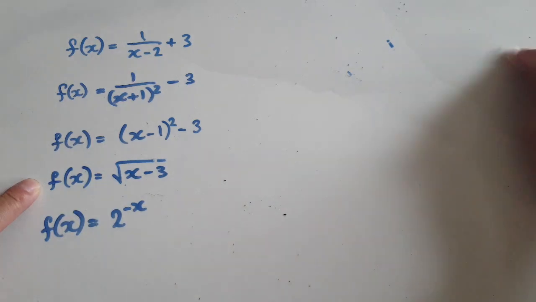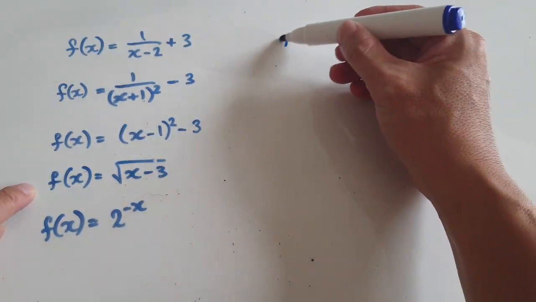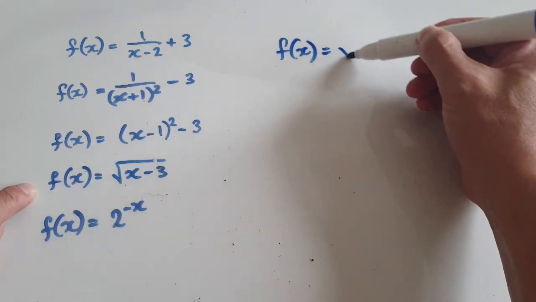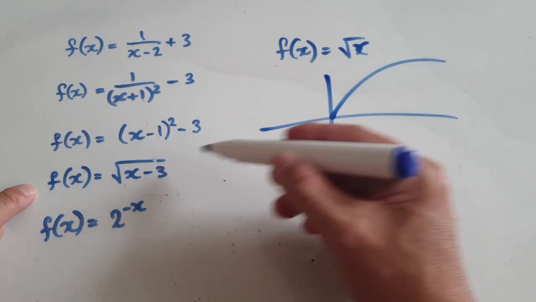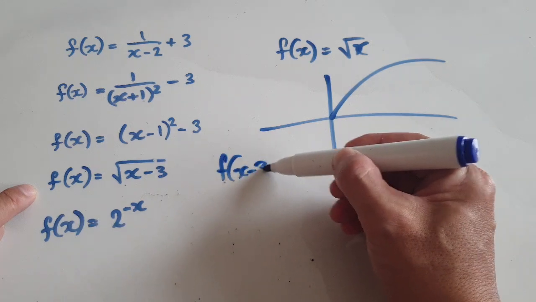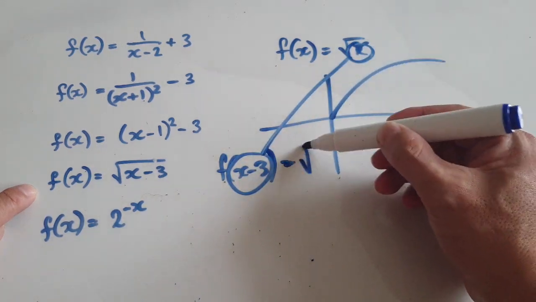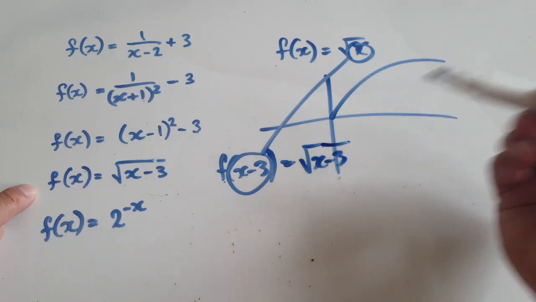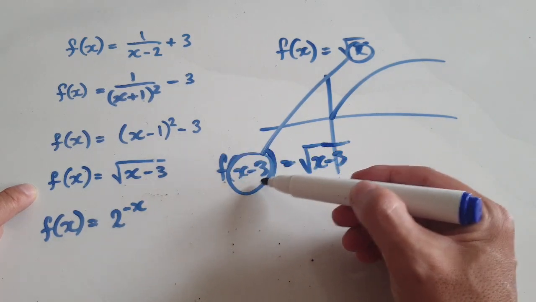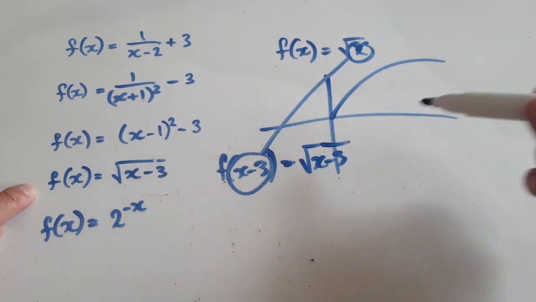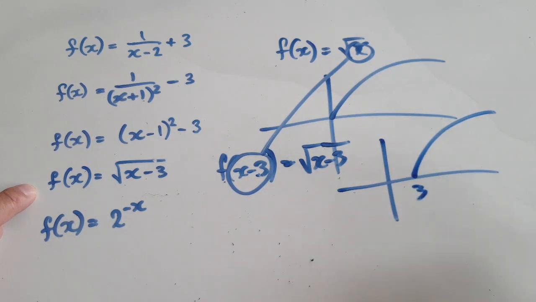Anyway, next one here. This next one here, square root of x minus 3. So you start out with f of x equals square root of x, which will look like this. And then apply this transformation. That would mean you have to put this into the x only, x minus 3. We have no idea what this looks like, but this transformation will move it across by 3 in the opposite direction. So that's what it will look like.